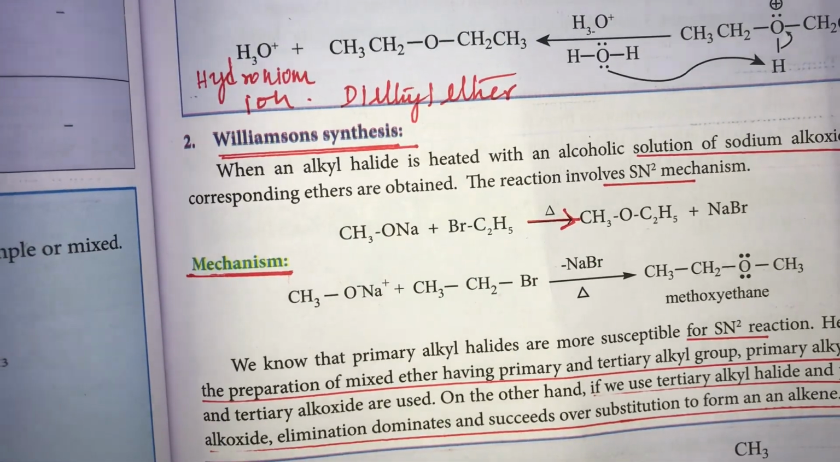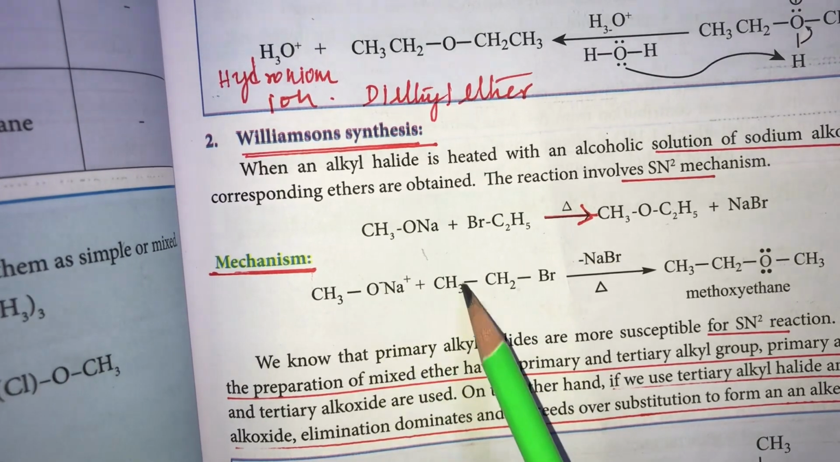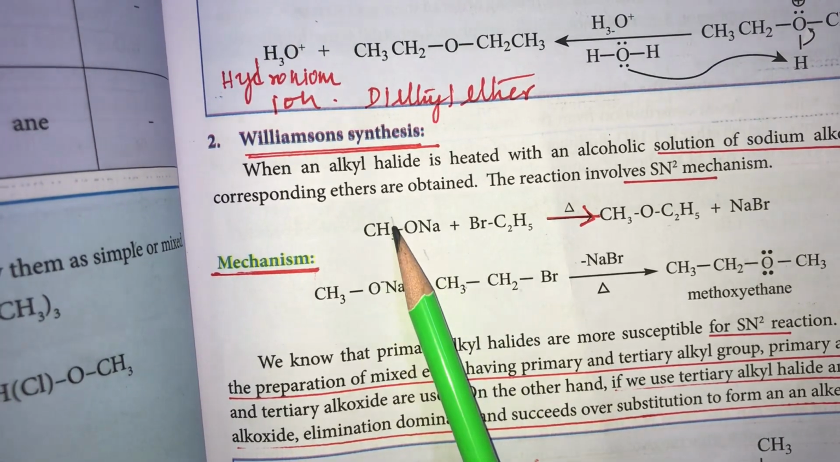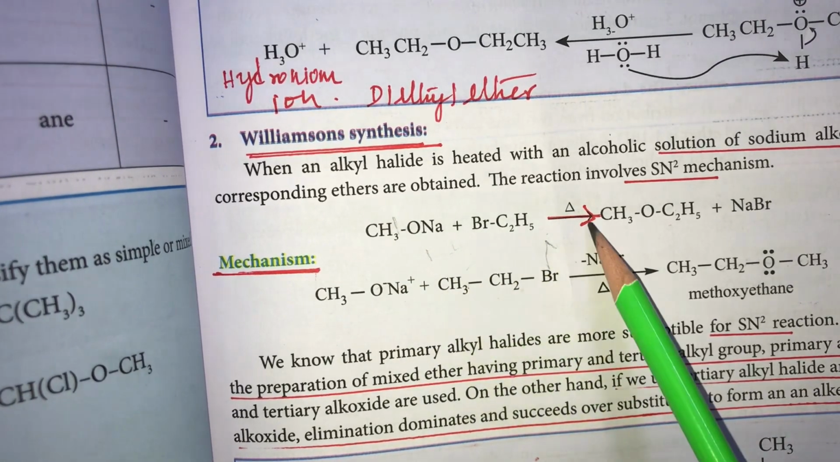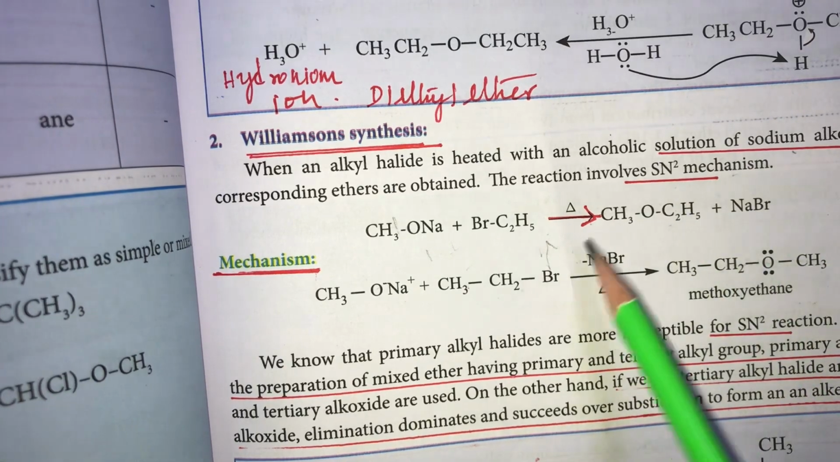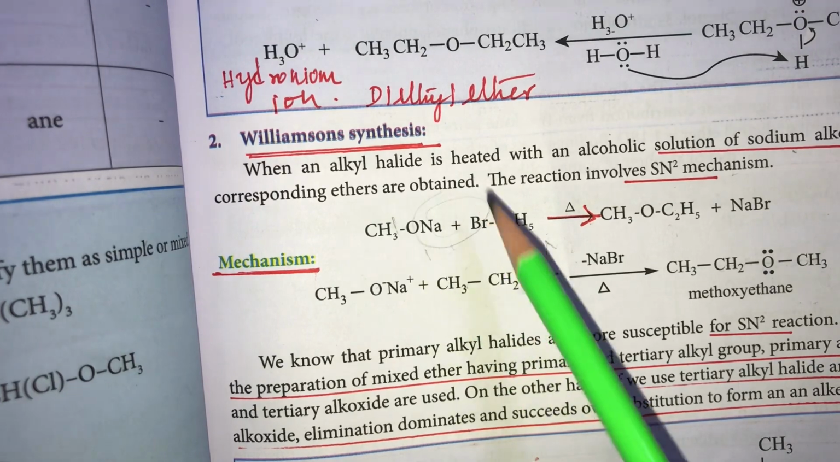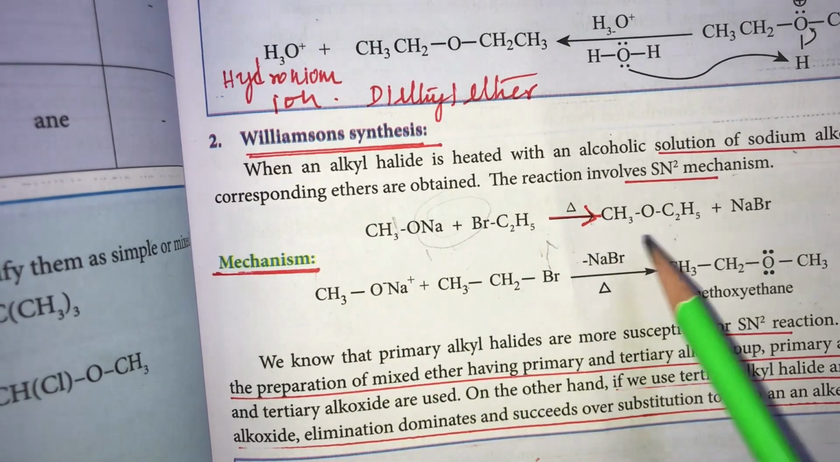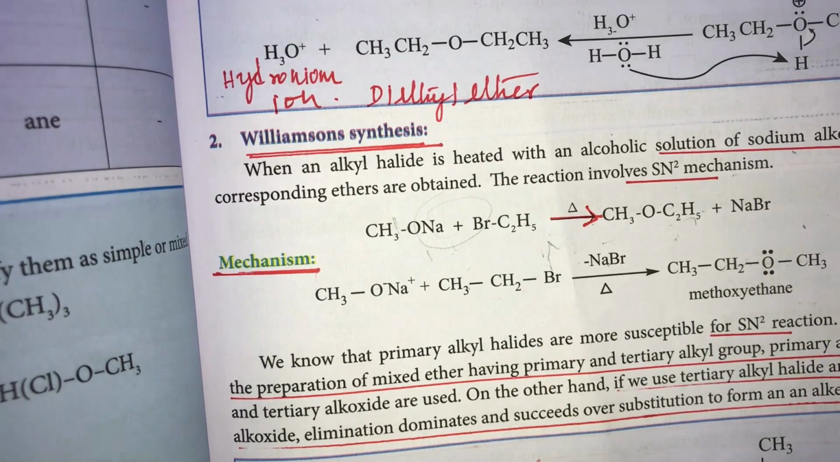Here the alkoxide, the oxy group is present along with the sodium, like that of sodium hydroxide. Here the sodium alkoxide reacts with alkyl halides in alcoholic solution on heating. Here the Na and Br react, and the remaining groups join to form ethyl methyl ether. Here the sodium bromide is formed.